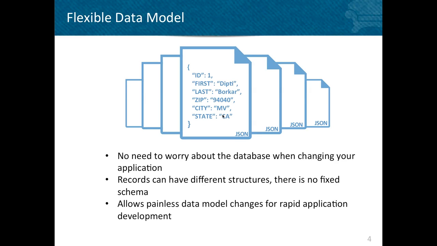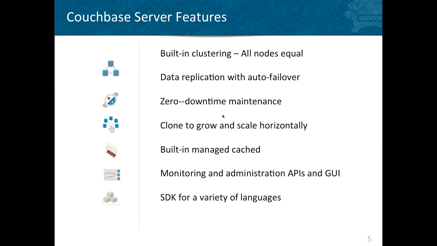Let me just skip through a couple slides. Some of the high-level features for Couchbase: built-in clustering, built-in replication and auto failover, the ability to maintain and upgrade the software without any downtime, very simple clone to grow, scale out, horizontal scalability, a built-in caching layer for very high performance, a very simple and well thought out monitoring and administration UI, as well as a REST-based API for pulling all of that data into some external system. And then lastly, a suite of SDKs for a variety of languages.